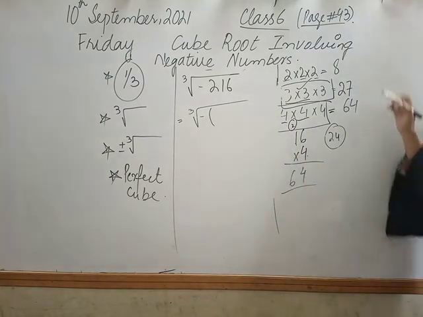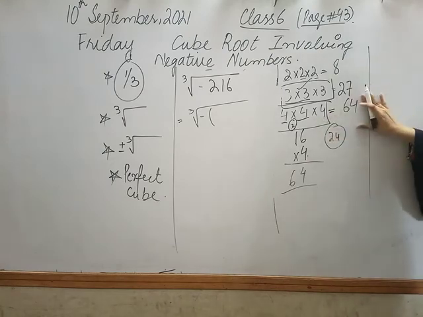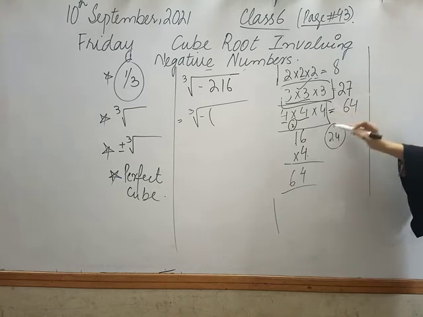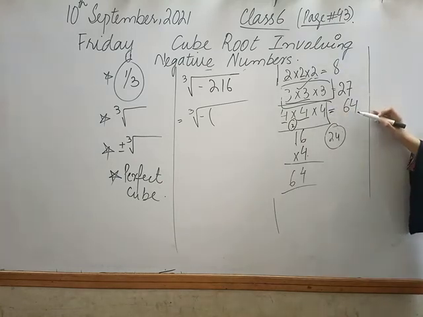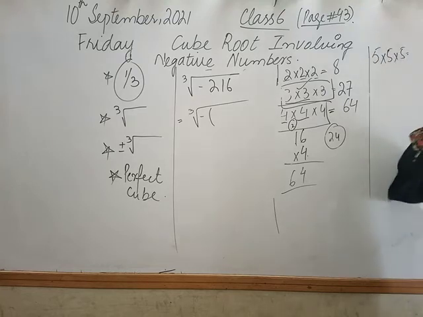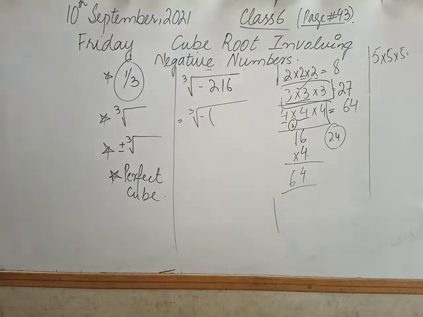Now class, we have solved the numbers multiplying 4 3 times, which is 64. We will do 5 3 times. So what will we have after multiplication of 5 3 times? Who will tell me? Zakwan, you tell me. Very good. 125. We have 125. Now I am going to write.